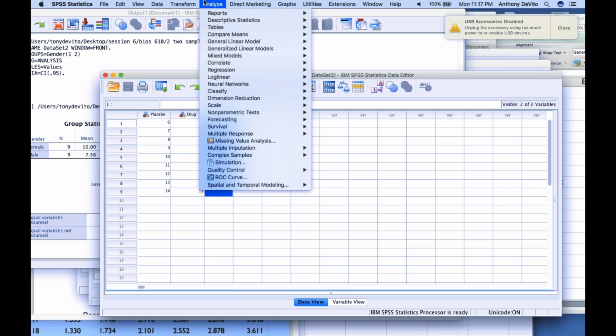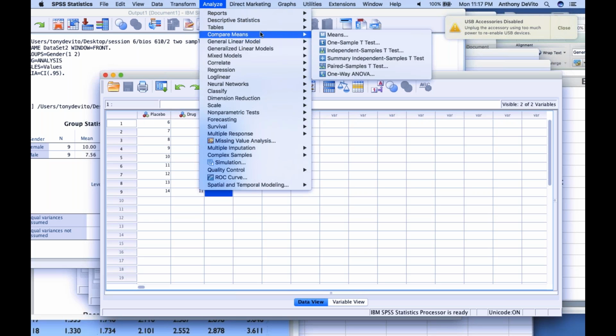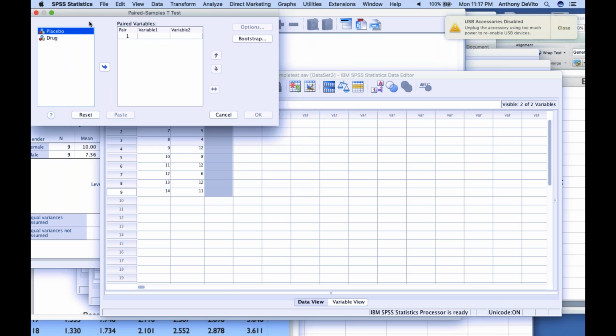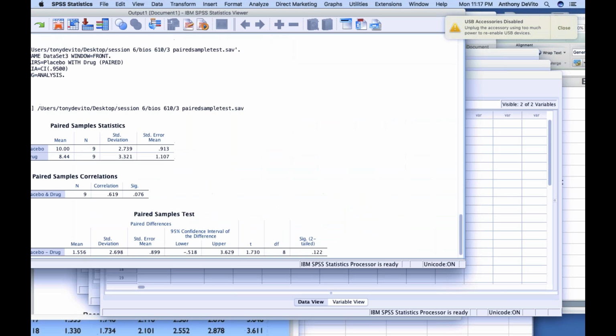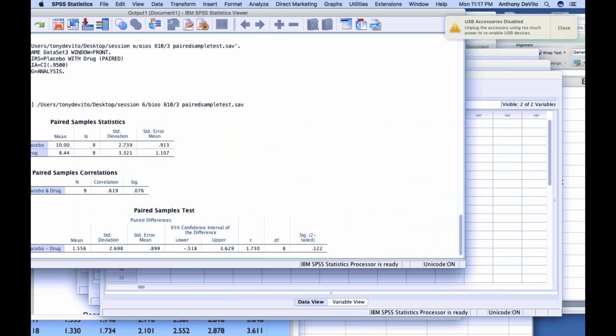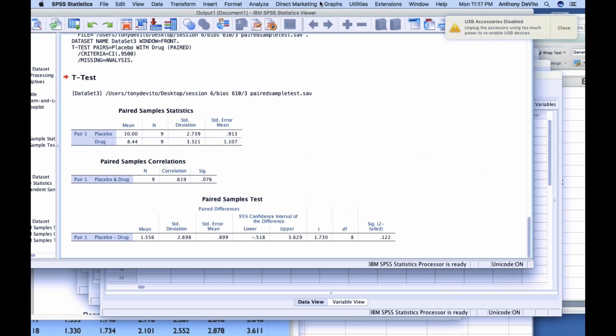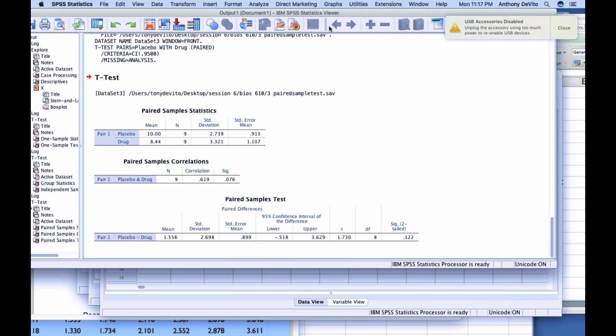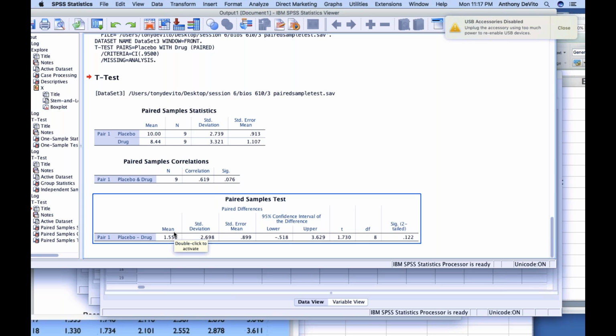And in fact, if I go ahead and do that, analyze, compare means, paired samples t-test, and I tell it, okay, here's the pair, placebo and drug. Okay, and then go ahead and make sure it's 95%. Then it'll do a t-test comparing the average difference between each individual subject with the value 0. And it finds the mean difference is 1.55.